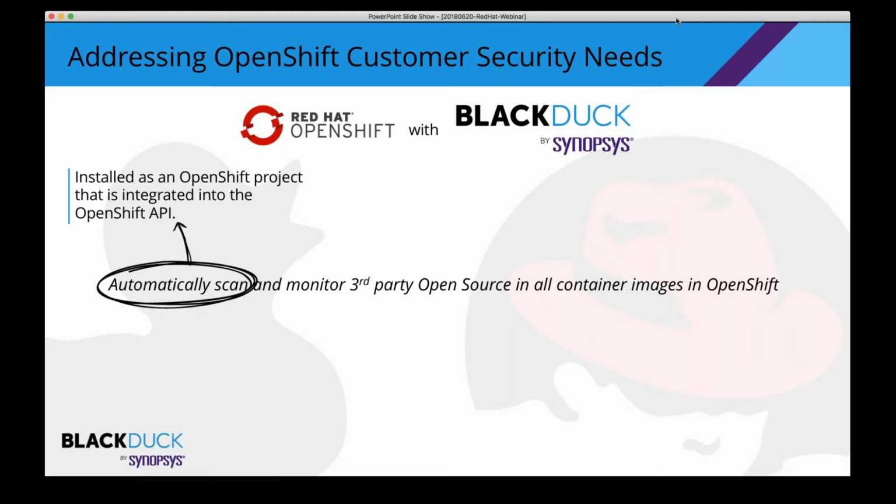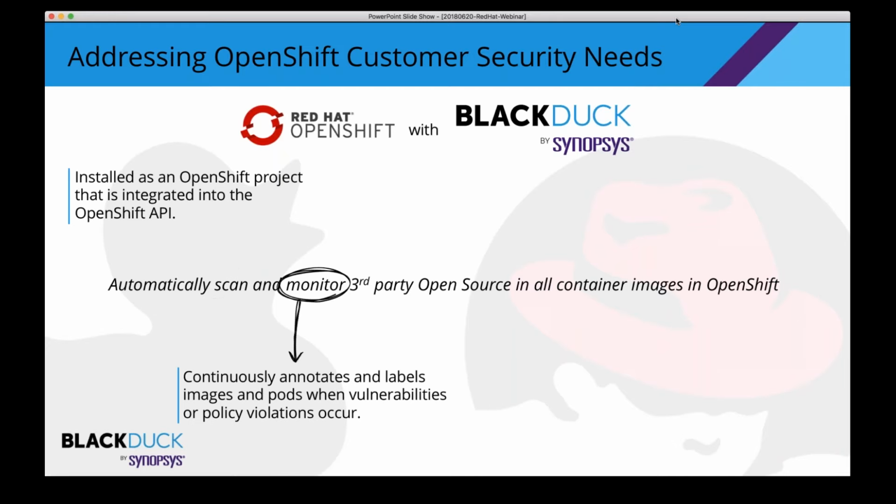Black Duck is in what we call a native integration within OpenShift. We're tied into the OpenShift APIs, the image API and the pod API as well. And we're actually a containerized project in OpenShift. We monitor the components that are scanned, identified, and found. So you don't have to rescan an image every time a new vulnerability is published. Black Duck is monitoring those.